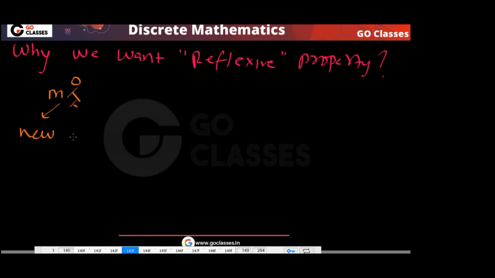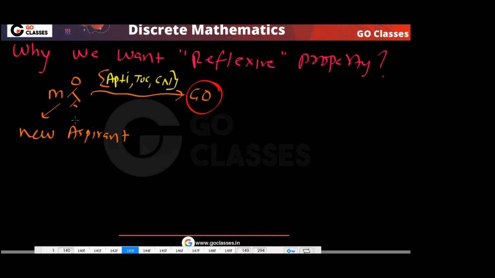This is the new aspirant, and let's assume this new aspirant is coming to me with these three subjects: aptitude, TOC, and computer network. So let's assume these are the subjects: computer network, TOC, aptitude.